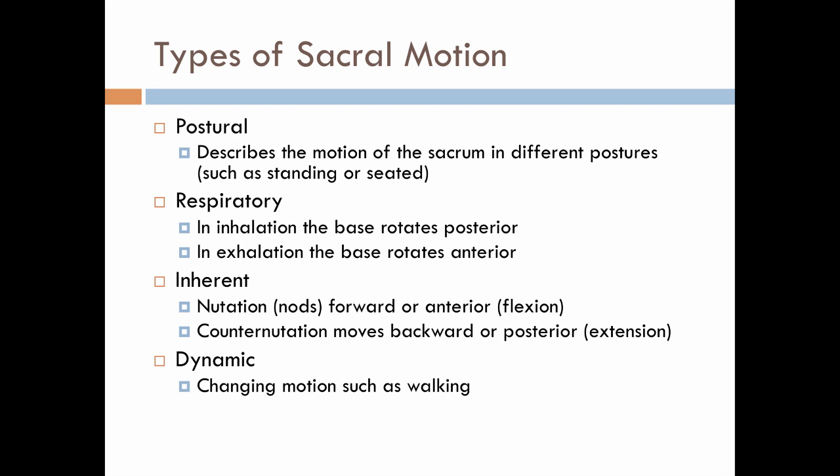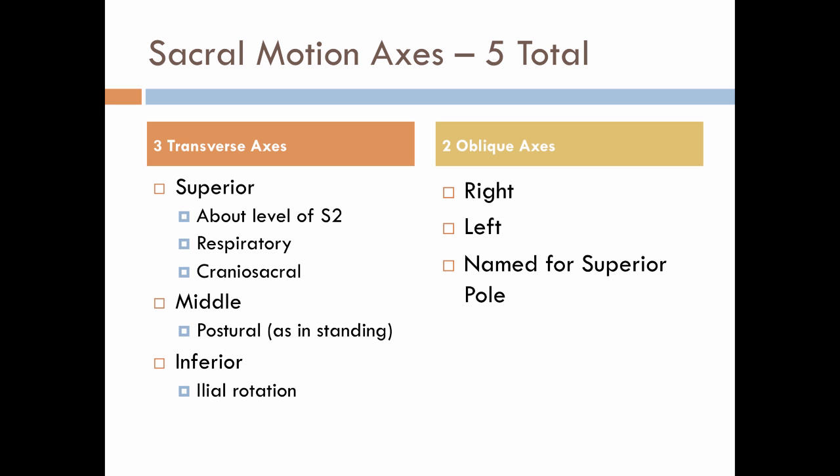And then when we look at dynamic motion of the sacrum, that's going to be a more complex type of motion, such as occurs when we're walking. And these motions occur around various axes. So we'll look at 3 transverse axes, superior, middle, and inferior. And by and large, we consider the superior axis to be at roughly the level of S2, but I'll speak to that a little more in a moment.